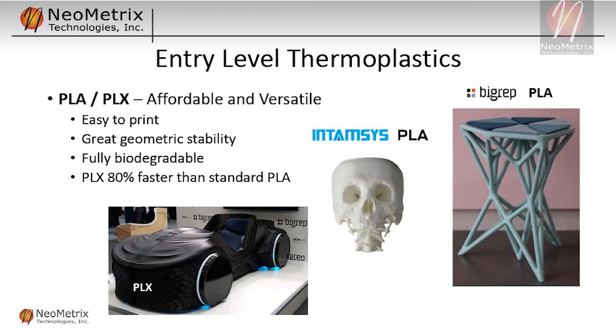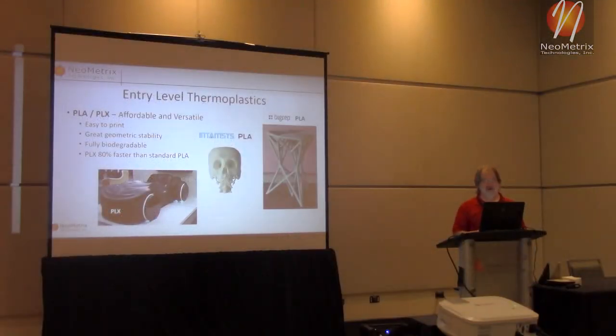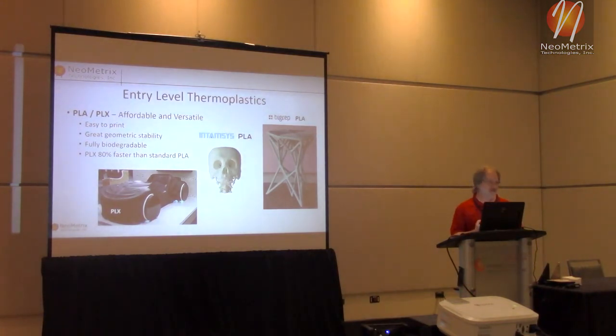A lot of your entry-level systems and some of your higher-end ones use a material called PLA, which is a biopolymer. It's a low-temperature plastic. It's very easy to extrude, and it is inexpensive. It does not have the most robust material properties, but it's really good for parts where you don't have a lot of strength requirements.